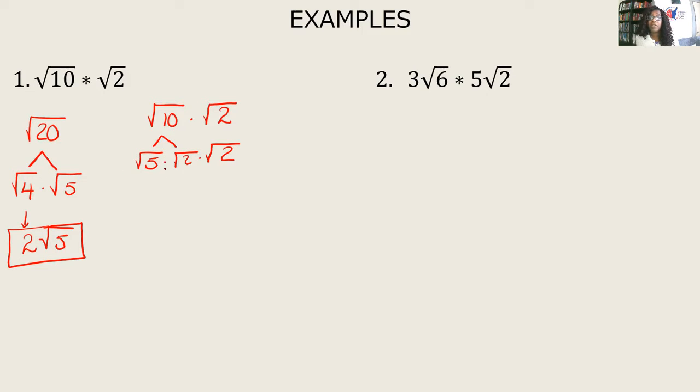And since all this is multiplication, I can multiply these two. So square root of 2 times square root of 2 gives me the square root of 4. And what's the square root of 4? That gives me 2. So I have square root of 5 times 2.